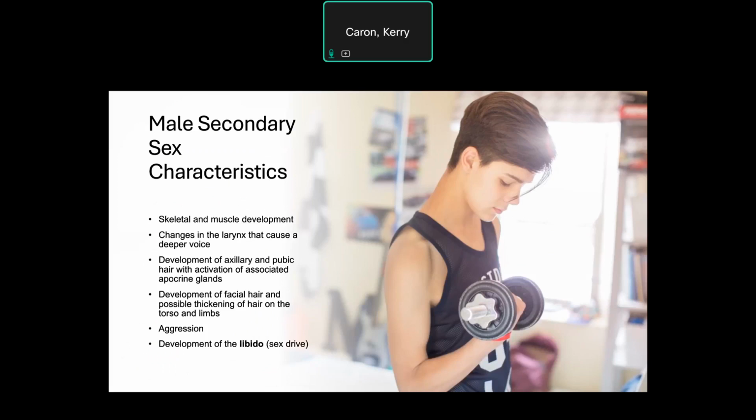There are male secondary sex characteristics. When a young man goes through puberty, they get much more developed skeletally and muscularly. Changes happen in the larynx that cause a deeper voice. They develop axillary and pubic hair and glands, apocrine glands in those areas. They develop facial hair and thickening of hair on their torso and limbs. And they may get some aggression, and then they develop what's called libido or sex drive.